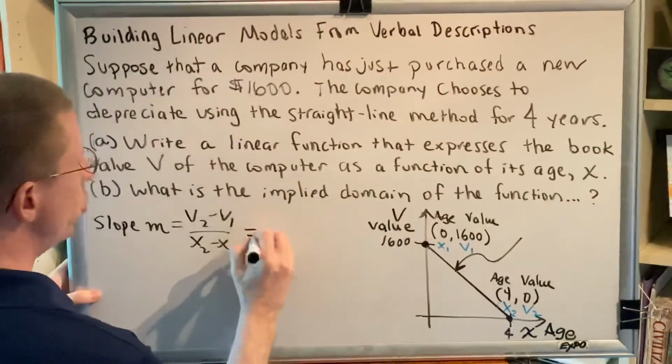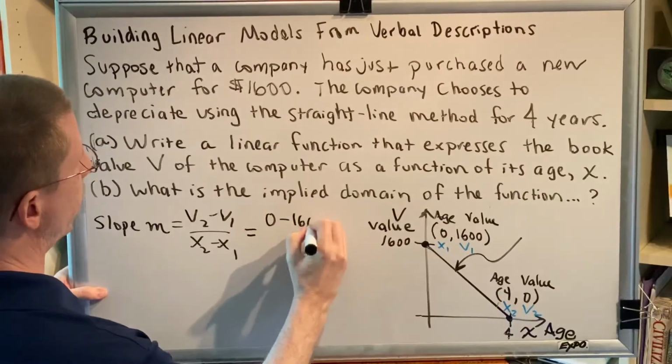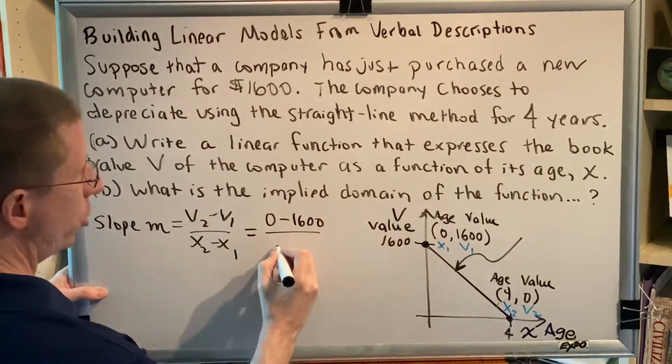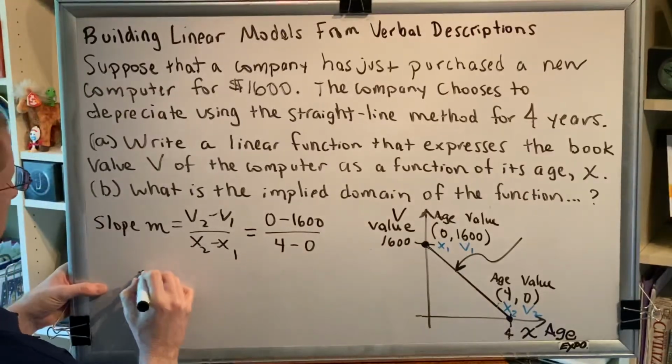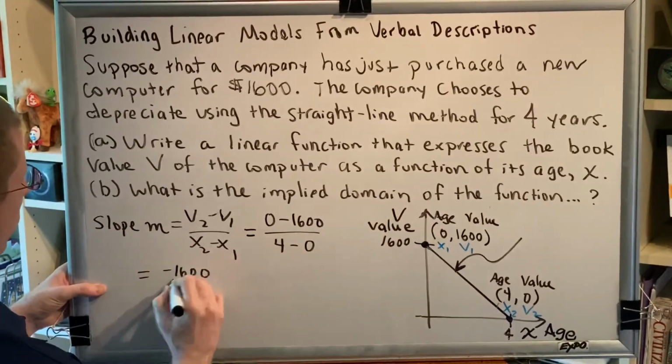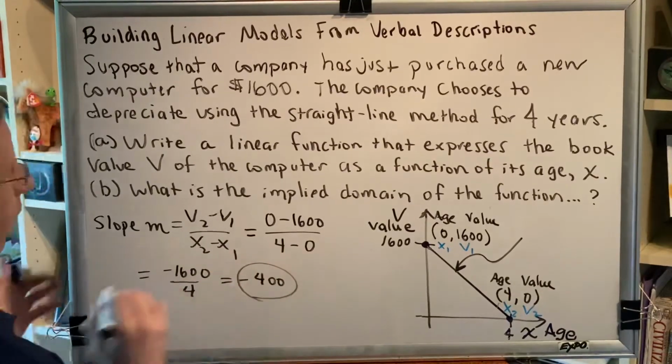formula. So v2 is 0 minus v1 is 1,600 over x2, which is 4, minus x1, which is 0. So this is going to give us negative 1,600 divided by 4, which is negative 400. So there we go. We have our slope.